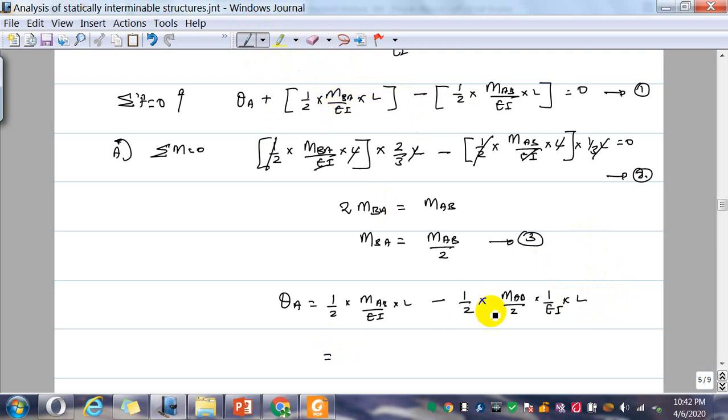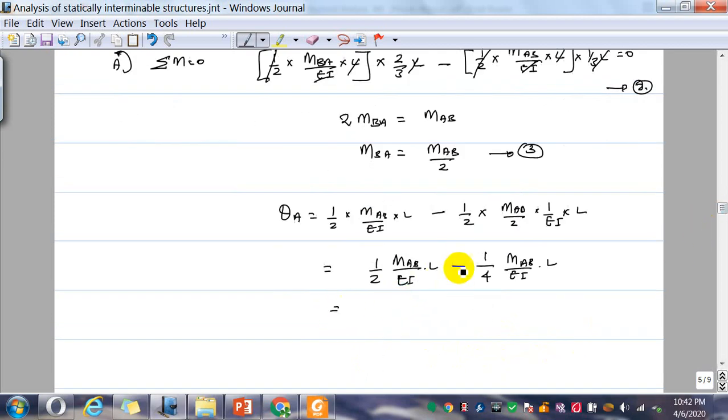Okay, so now here we have MAB over EI into L, half minus 1 over 4, MAB over EI into L. So here theta A is half minus 1/4, so it's 1/4 MAB over EI into L. Okay, so that is the value of theta A.